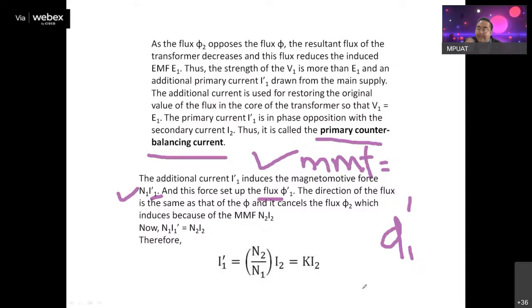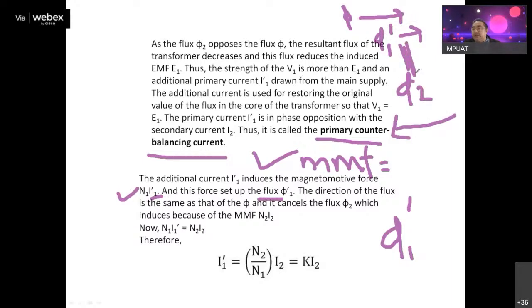और ये phi1 dash किधर फ्लो होगा? It will flow in the same direction as that of the phi, but opposite to the phi2. ध्यान रखना, ये जो phi1 dash है ये इन द सेम डायरेक्शन ऑफ द मेन फ्लक्स phi, बट ऑपोजिट टू द phi2 फ्लो होगा। जैसे मान लो phi का डायरेक्शन ये है, तो phi1 dash का भी डायरेक्शन इधर होगा, मगर phi2 का डायरेक्शन इधर होगा, ठीक है। और ये दोनों आपस में बैलेंस करेंगे ताकि हमारा मेन फ्लक्स कितना रह जाए?